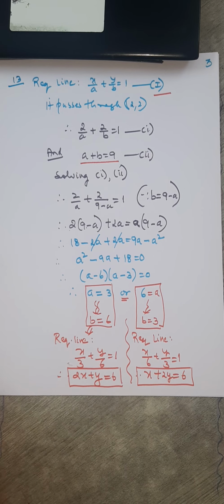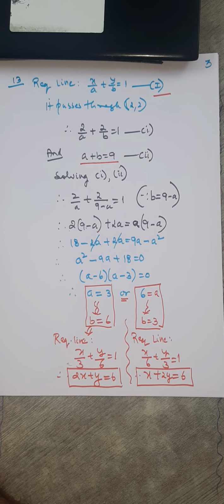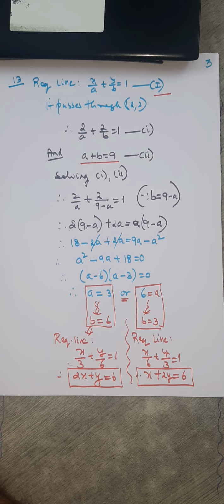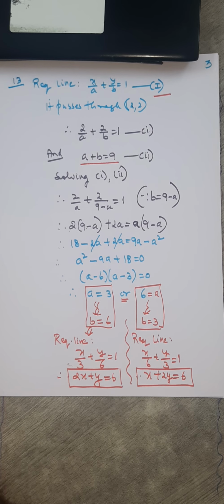So either this or this. These are the two required lines: 2x plus y minus 6 equals 0 and x plus 2y minus 6 equals 0. Got it? Understood? Fine? Not difficult. So whenever a question talks about two intercepts, always you should use this form.